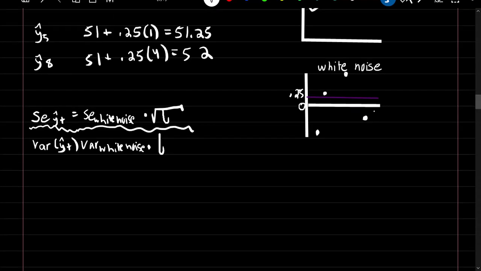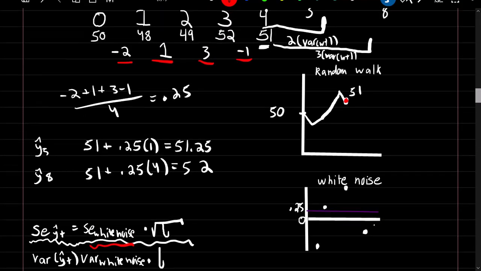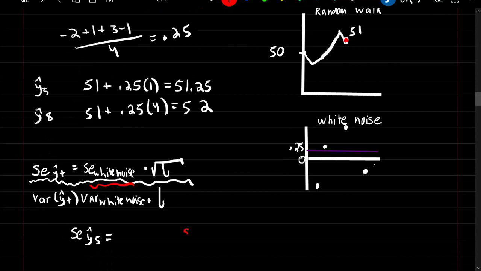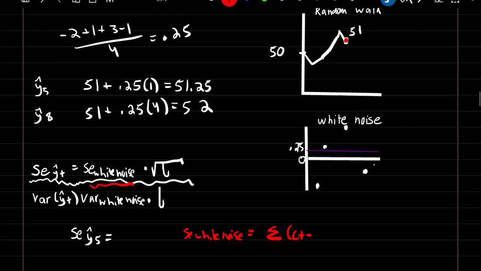So if we want to find the standard error of our predicted value at time 5, our first step is to find the standard error of our white noise process. To do this, it's just going to be simply the square root of the summation. In the book it uses c_t to define a white noise process, of c_t minus their mean, squared, and then over n minus 1.